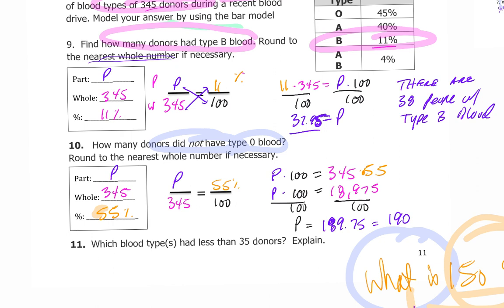So that would have been your cross product equation. And then you would look at that and say, well, that means we have 190. Your answer would be 190 donors did not have type O.